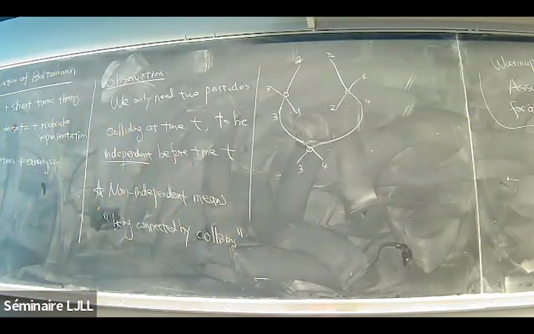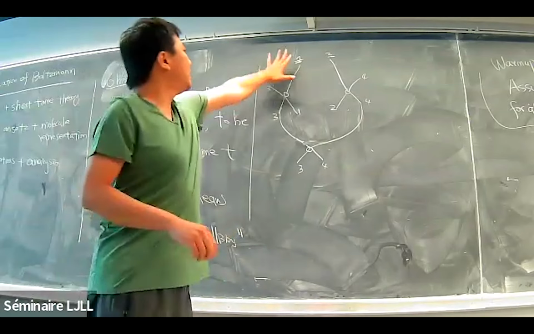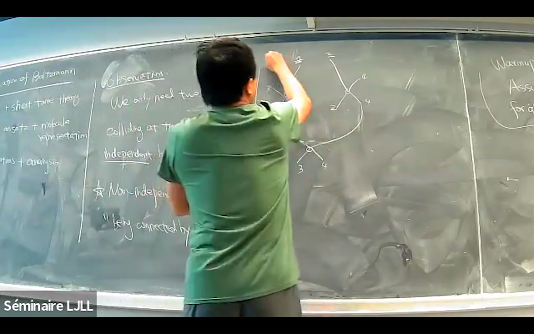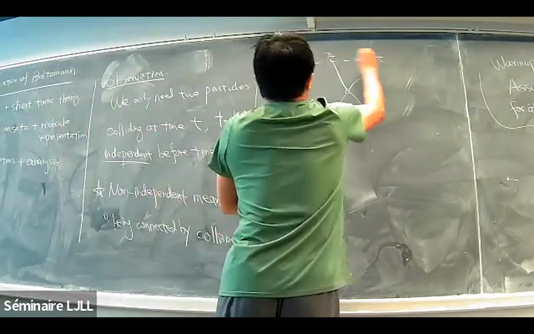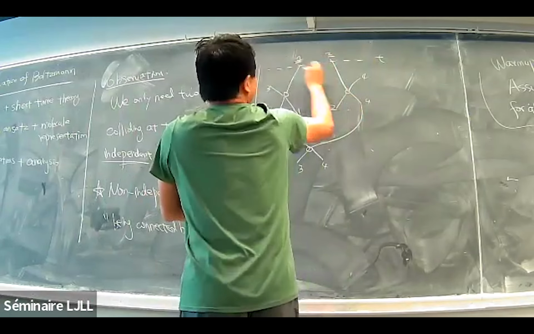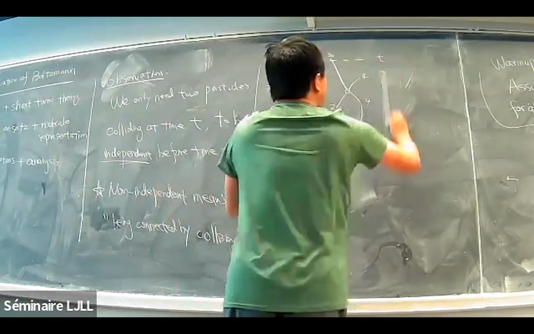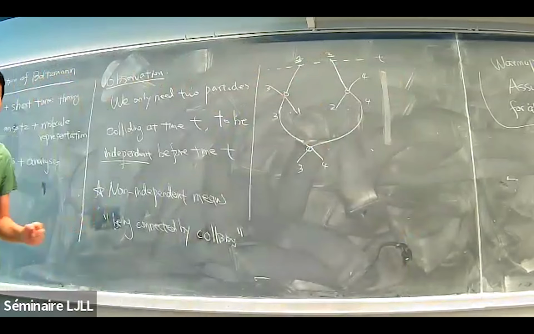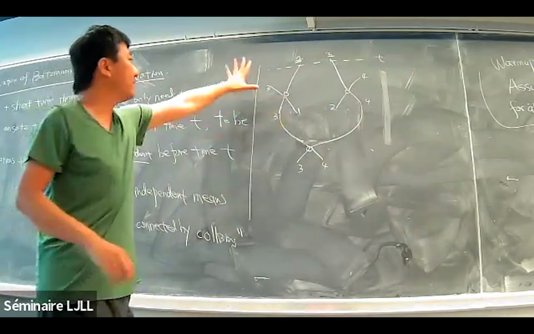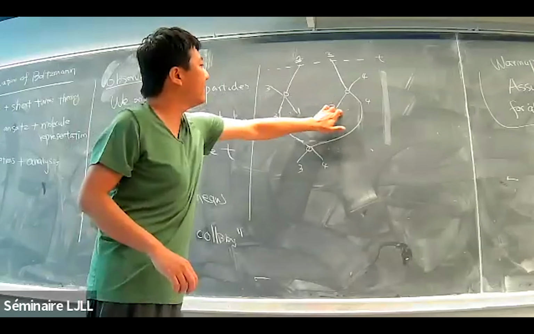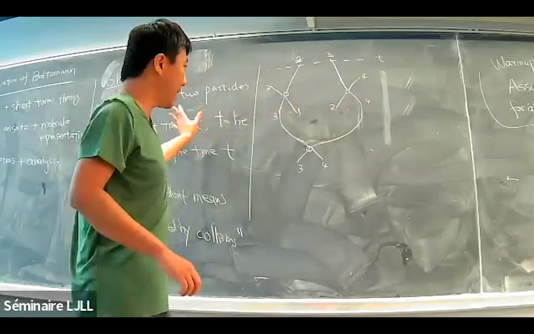So this is a more general term. So 1 and 2 directly collide. So you see this time t. Okay, so the question is whether or not these particles 1 and 2 are independent before time t. So if they are colliding, they have a direct collision, then they are not independent.